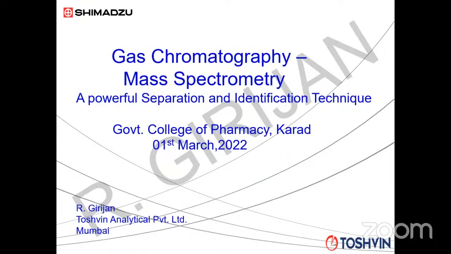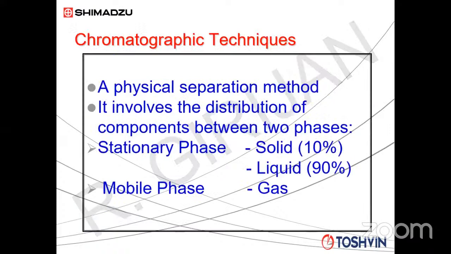Now, any chromatographic technique is a physical separation method. Why do we specifically say physical separation method? Because in chromatography, there are no chemical reactions. Only physical interactions are there. Absolutely no chemical reactions. That's the reason why I specifically say it is a physical separation method. And that involves the distribution of components.